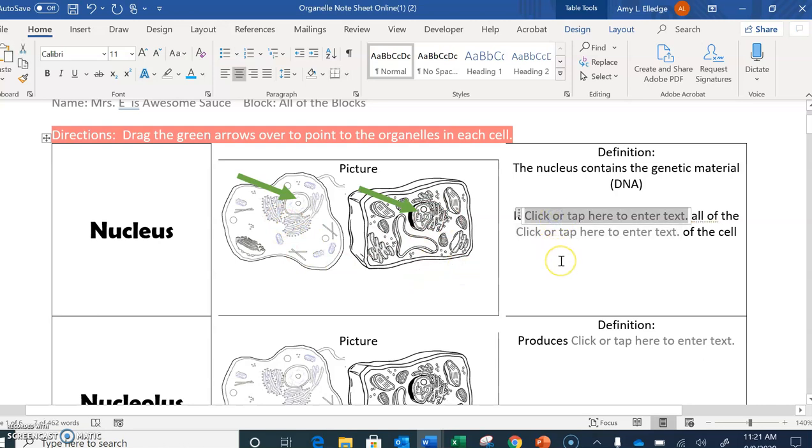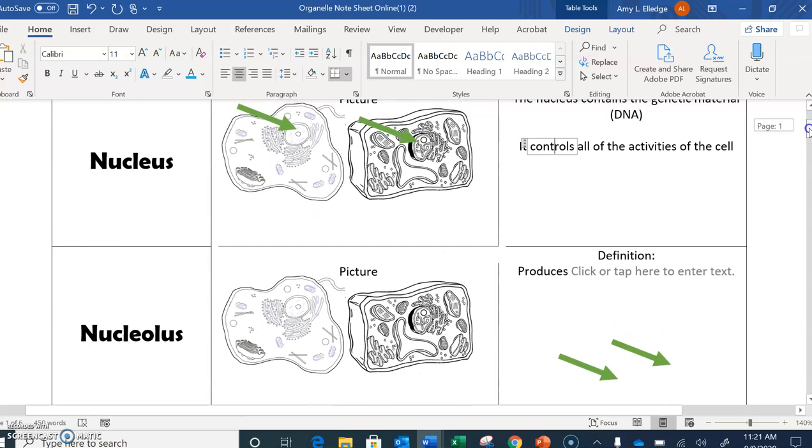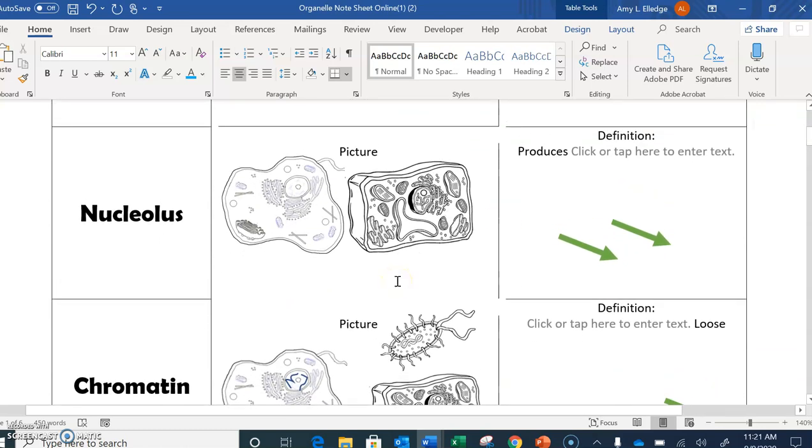So what a nucleus does is it controls all of the activities of the cell. All right? It controls everything. Think of it like the brain of the cell, okay? It's going to control what's going on because the directions are in there, the DNA, which is our directions. Okay, so you should have done the same thing on your sheet. Follow along with me. All right, we're going to scroll down now to the nucleolus.